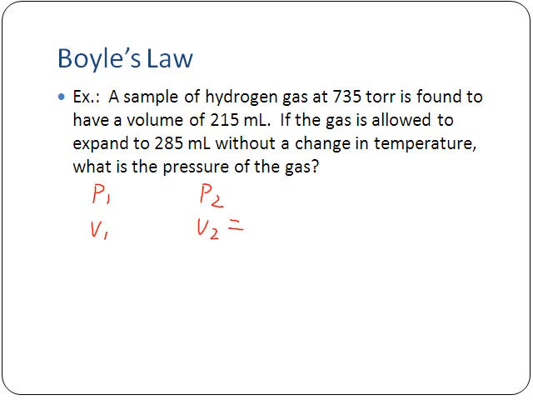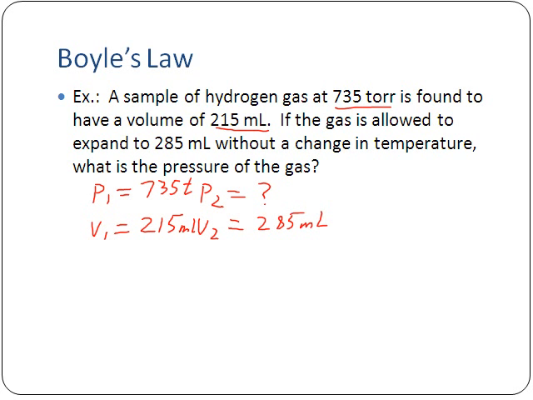And let's see what we know about these things. So do we know the pressure to start with? A sample of hydrogen gas at 735 torr. So we know the original pressure, 735 torr. Okay. Do we know the original volume? Yes, 215 milliliters. Okay. Do we know the pressure afterwards? If the gas is expanded to 285 without a change in temperature, what is the pressure? No, we don't. That's going to be what we're looking for. Do we know the final volume of the gas? Yes, it's expanding to 285 milliliters.